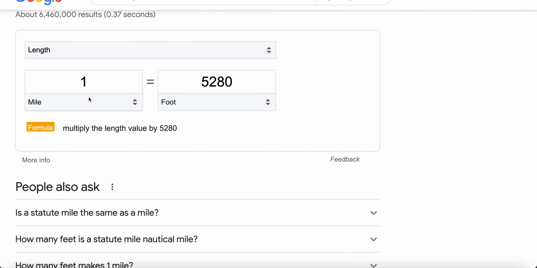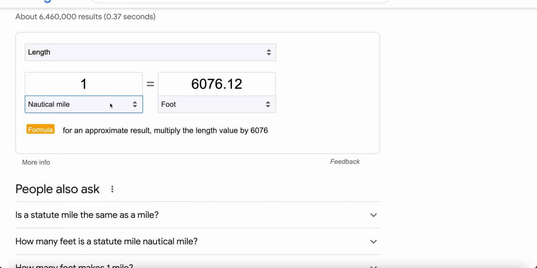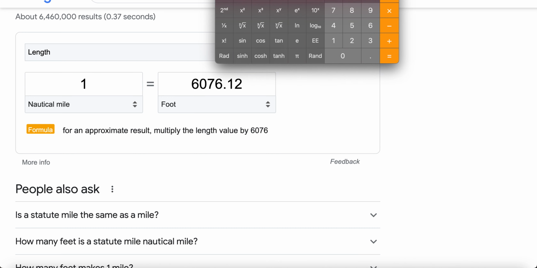Okay, so 1 statute mile is 5,280 feet, right? And 1 nautical mile is 6,076.12 feet. That's 6,076.12 linear feet, linear distances end to end, making up 1 nautical mile. That's what it is. So a nautical mile has a foot length, right, because it's one straight line. That's what a nautical mile is. So what did they do? So 1 second, let's get the calculator out, right?